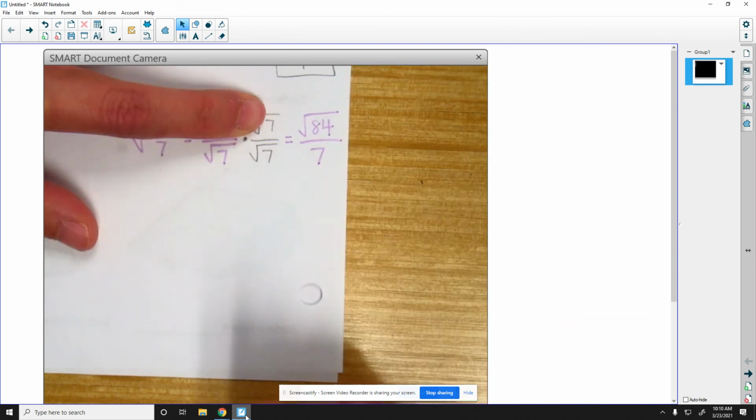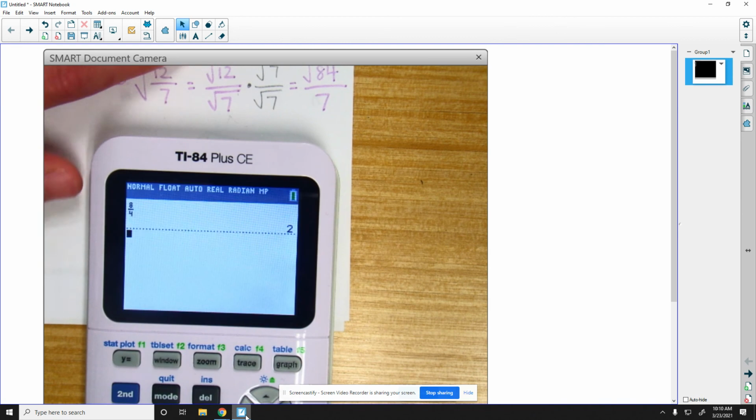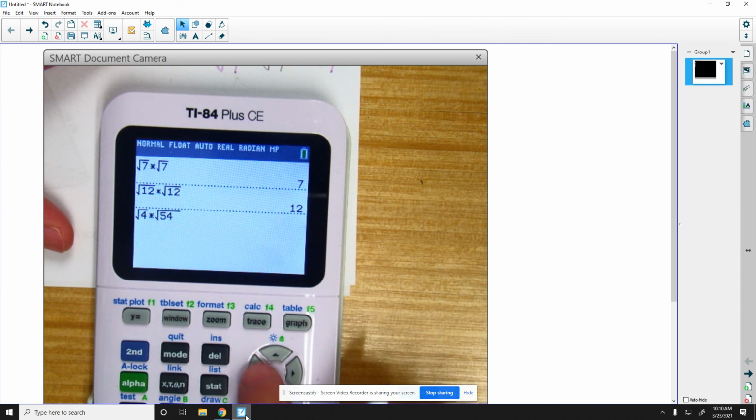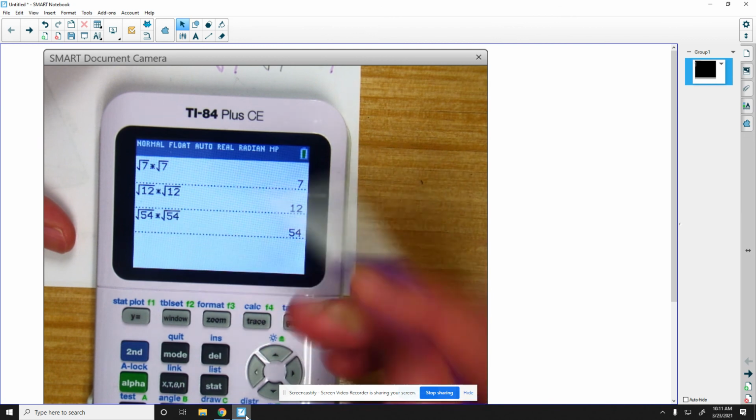Just 7. It's just whatever that number is. If you multiply two square roots by the same thing, it's just that number. So like if I had the square root of 7 times the square root of 7, it just equals 7. If I had the square root of 12 times the square root of 12, it's just 12. The square root of 54 times the square root of 54 is just 54. Square root of x times the square root of x is just x. It's literally just that thing without the symbol.